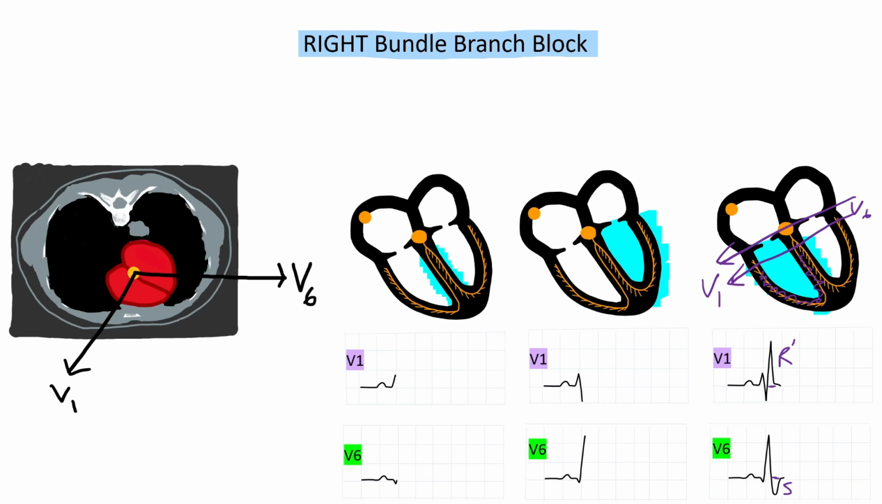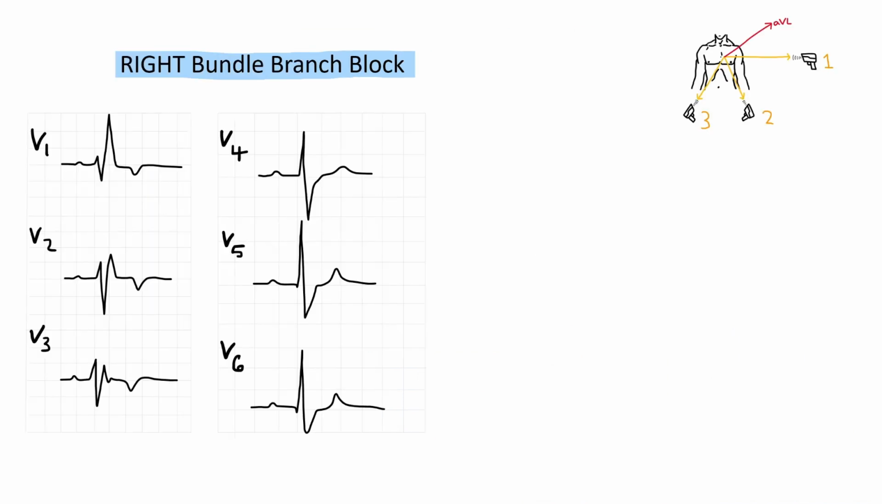Now let's put this all together and have a look at all the chest leads together. If you look closely, you see that on the right-sided chest leads, you see an RSR pattern, whereas on the left-sided ones, you get a deep slurred S wave. Now if we combine this together, we can come up with some criteria.